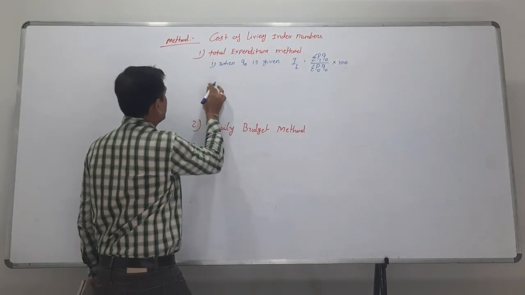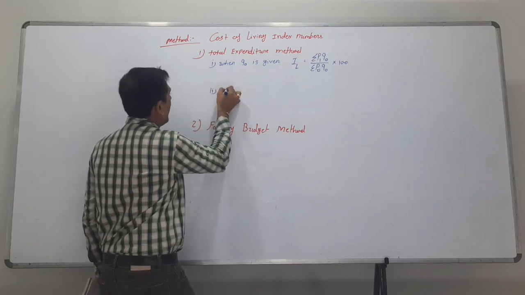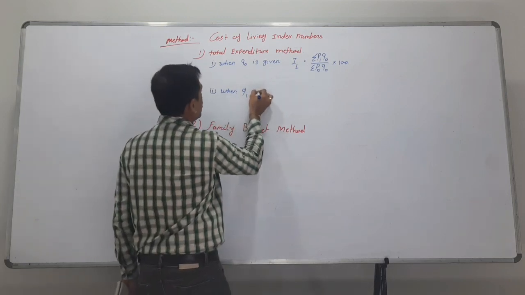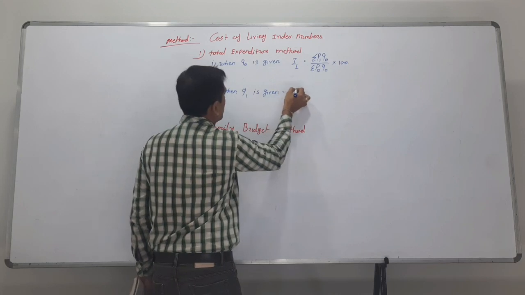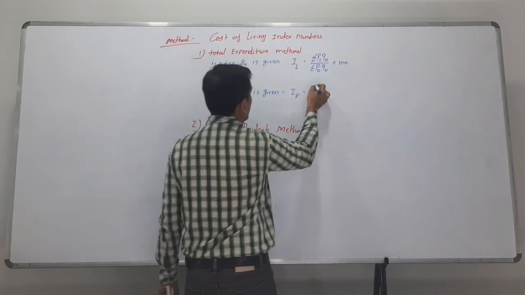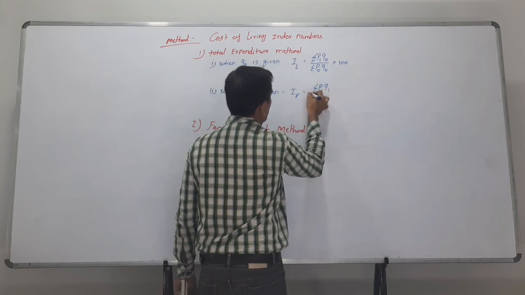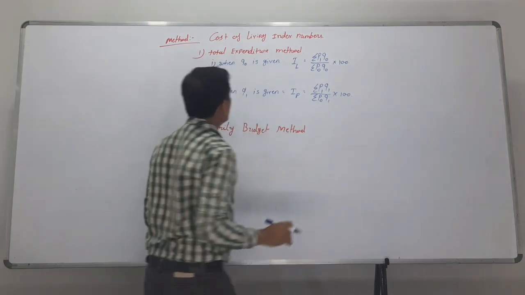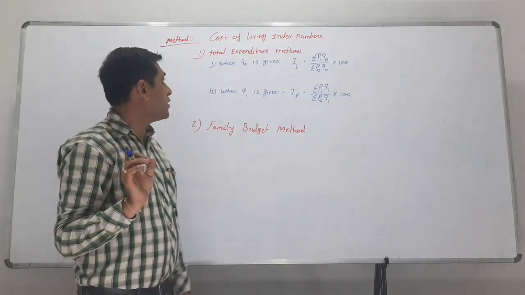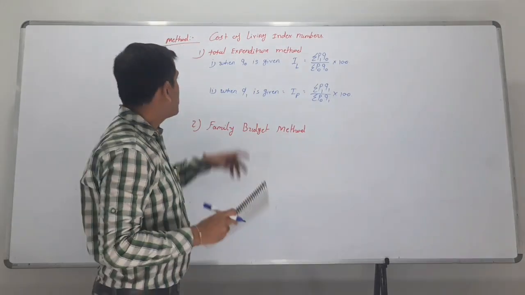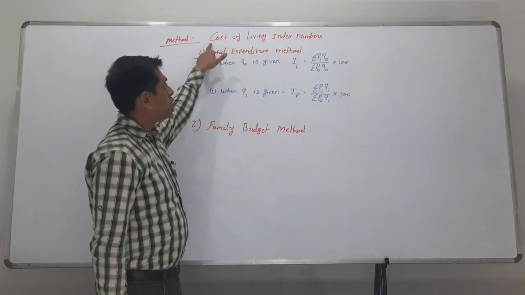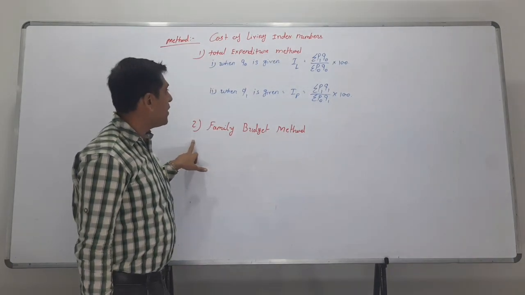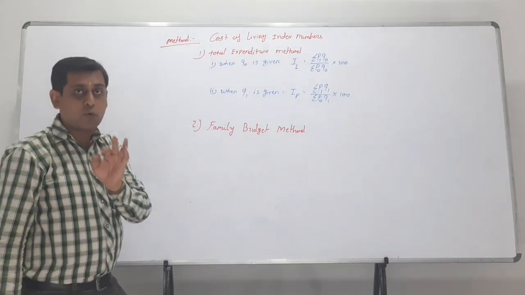And the second one, when quantity of current year is given, that is Q1 is given, you have to write the Paasche formula, that is sigma P1 Q1 upon sigma P0 Q1 into 100. So whenever the question is about the cost of living index number, you have to keep in mind, first of all, you have to take the total expenditure method as well as family budget method. Whatever specifically asked, you have to take that.